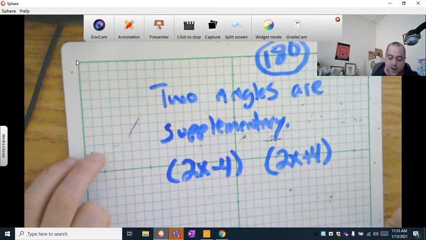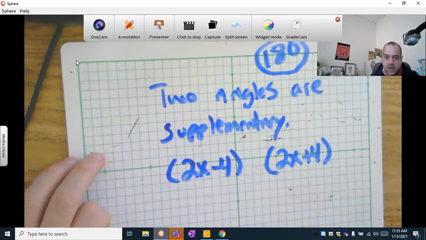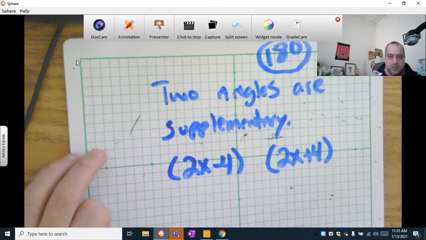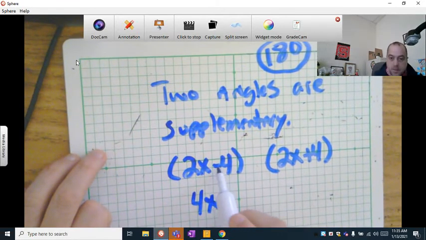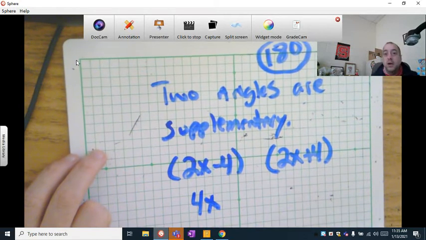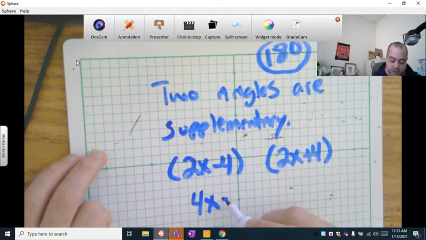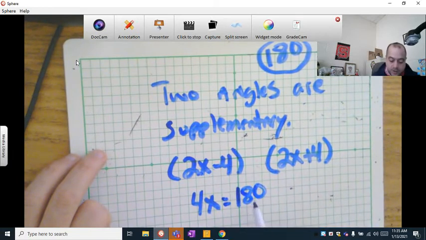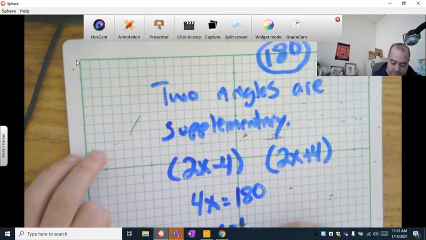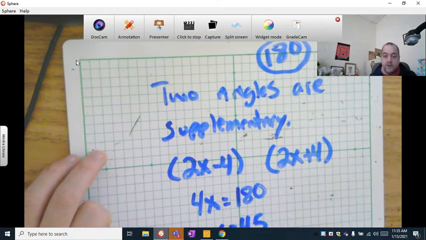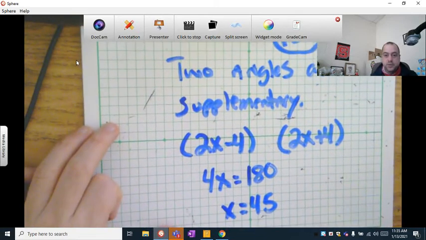We want to figure out what x is. Okay? So we're going to add these together and make them equal to 180, not 90. 2x and 2x is 4x. Minus 4 and positive 4 is 0, so we don't even have to write it down. So we're done. 4x equals 180. Divide 180 by 4, and the answer is x equals 45. Okay? There you go. All right?